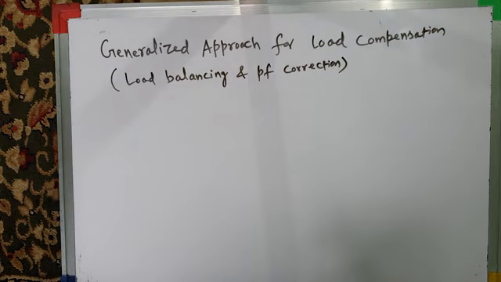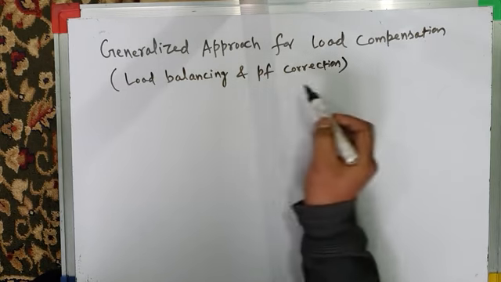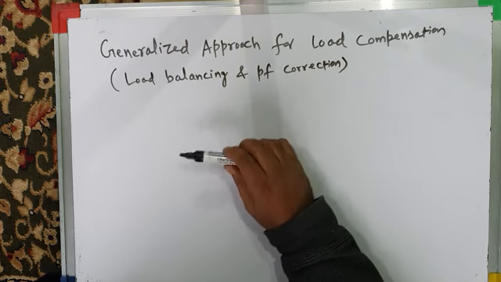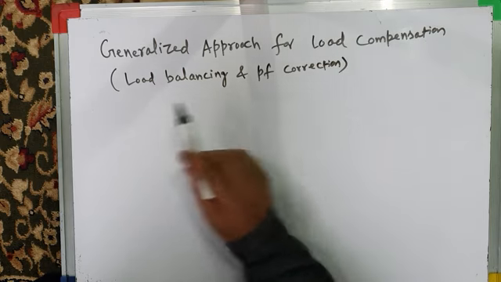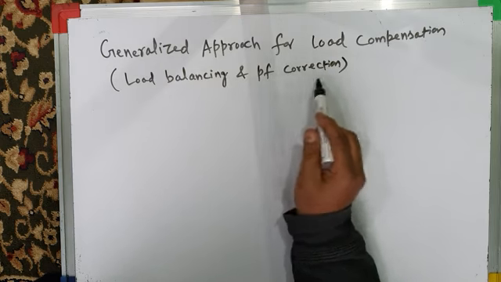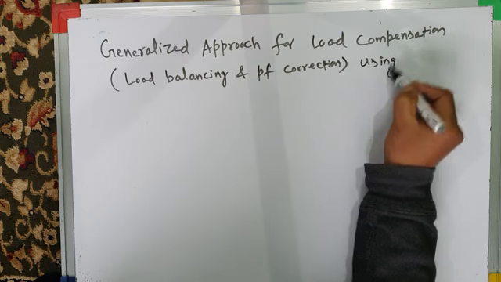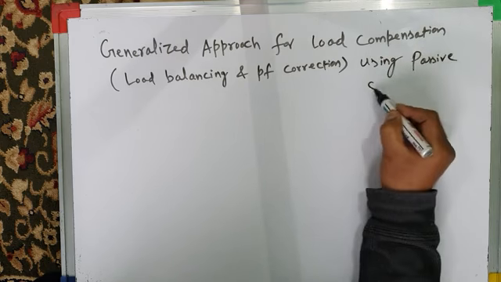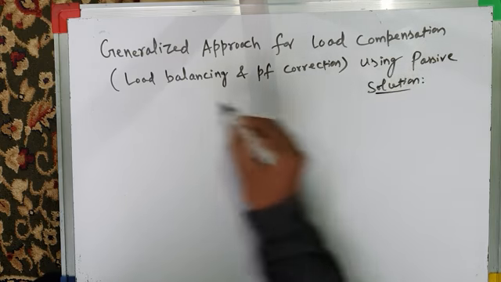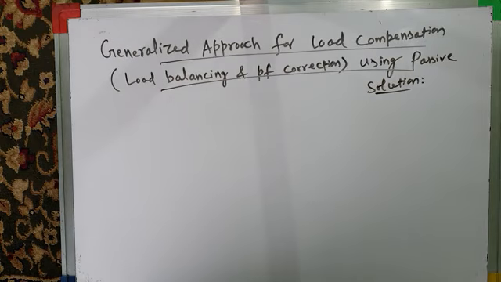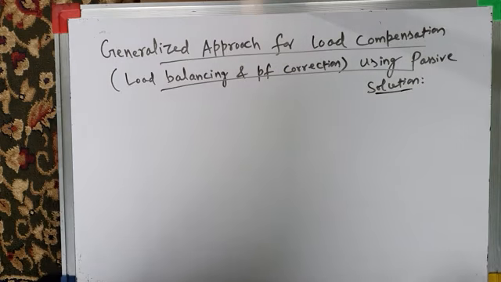In the previous lecture, we discussed only load balancing aspect, but here I will develop, using mathematical analysis, a generalized approach for load compensation. And when I say load compensation, it does not mean load balancing only, it means reactive power compensation also. That means power factor correction also. That is load balancing and power factor correction using passives, or using passive solution. Passive solution means we will not use active elements like DSTATCOM. We will not use any voltage source inverter, because what is DSTATCOM? It's nothing but a voltage source inverter. DSTATCOM is an active solution. We'll use passive solution. Passive solution means inductances and capacitances, passive elements for load balancing and for power factor correction.